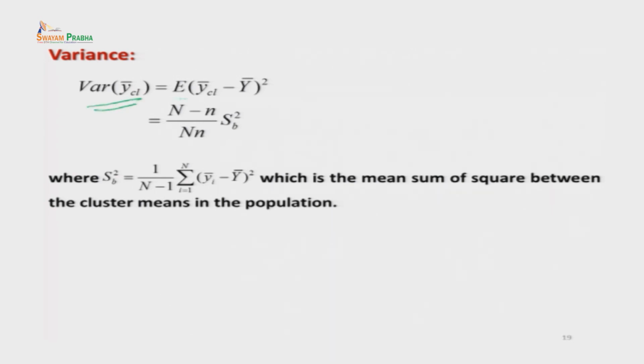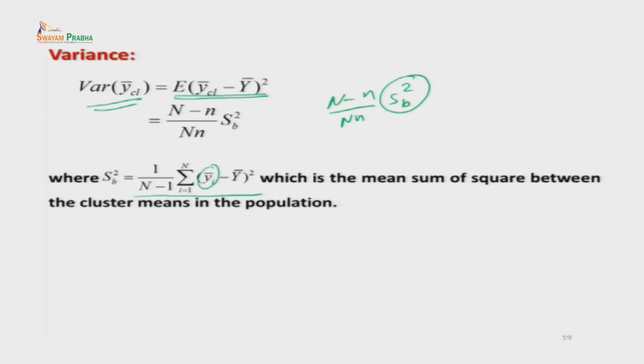Now if you substitute all those things here, the variance of y bar CL will be obtained as the expected value of y bar CL minus capital Y bar whole square, which is capital N minus small n upon capital N small n times S B square, where S B square is just like S square, where the y i's are replaced by y bar i. So this becomes 1 upon capital N minus 1 summation i goes from 1 to capital N of y bar i minus capital Y bar whole square.